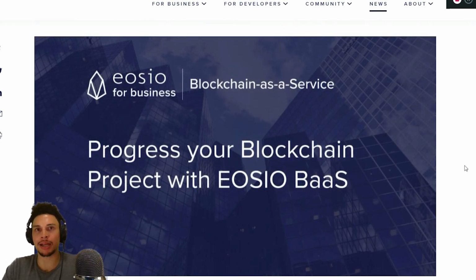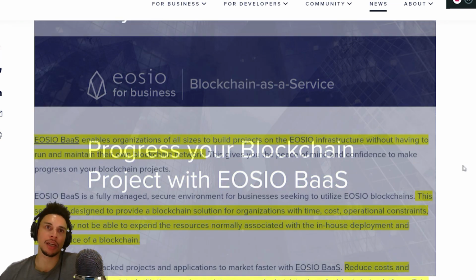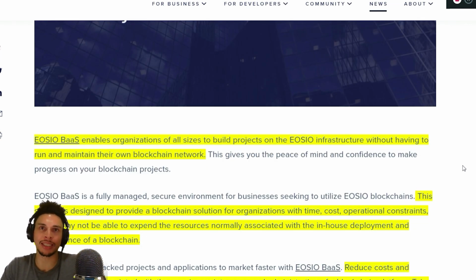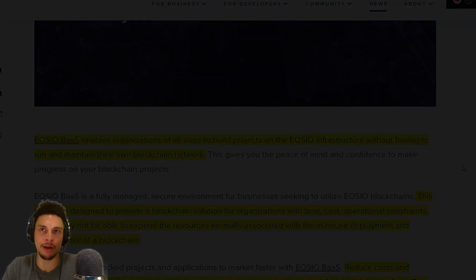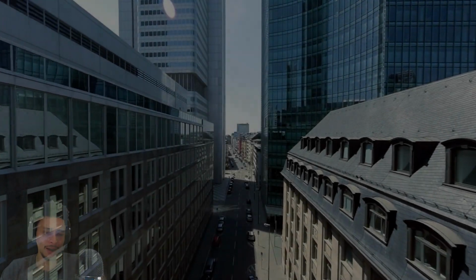Progress your blockchain project with EOS IO BaaS. EOS IO BaaS enables organizations of all sizes to build projects on the EOS IO infrastructure without having to run and maintain their own blockchain network. And bingo, guys, that's key for big corporate clientele. They don't want to do anything themselves.